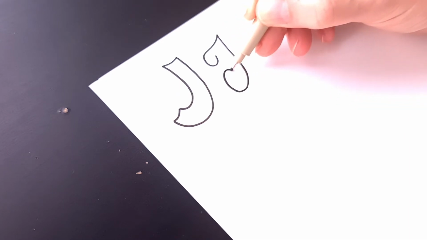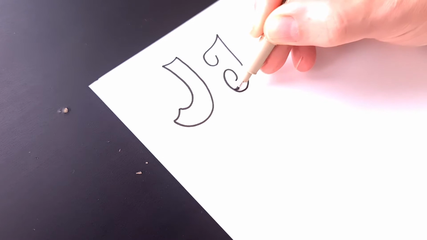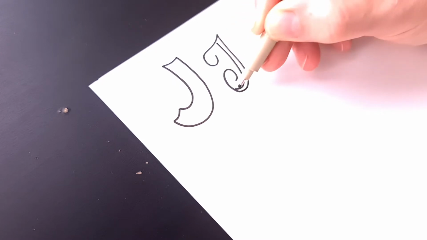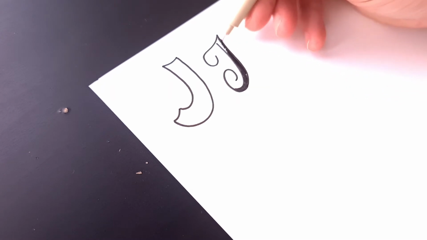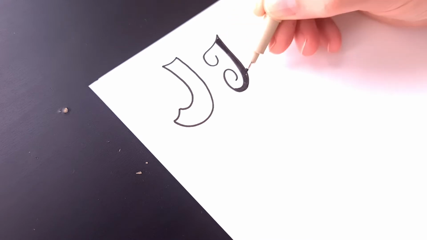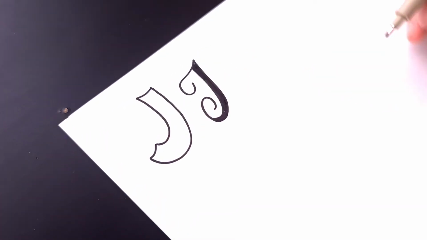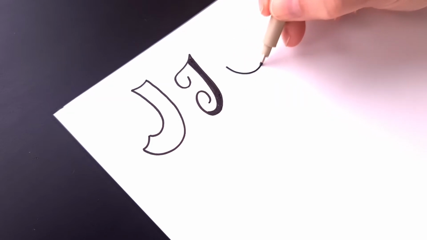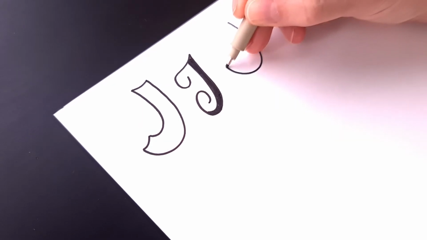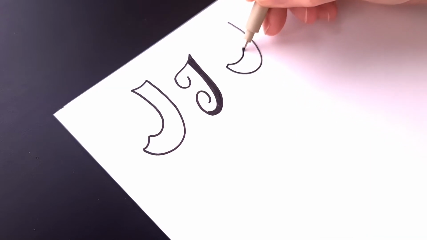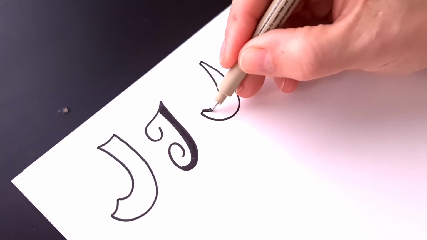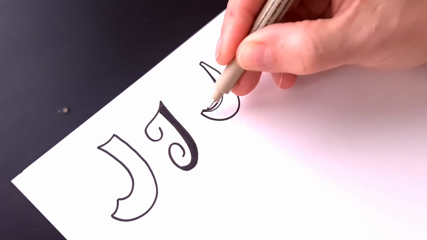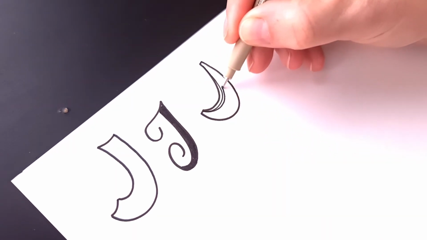I'm thinking a simpler script J, like this, just adding a little bit of extra thickness to the downstroke, you know, the calligraphy method. And also, if you sort of, oh, look, it almost looks like a moon or a banana. But I was thinking almost like a hammock. So I'm just gonna fill this shape in with more lines.